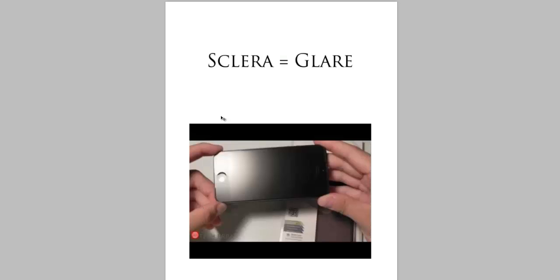So when I hear the word sclera, I kind of think of the word glare because they sound alike. So when I think of glare, I think of the glare of a phone screen, as you can see here. Now, the glare off a phone screen is white and shiny, just like the sclera, and it's off the surface of the phone, and the sclera is like the surface of the eye, so that's how I remember that.